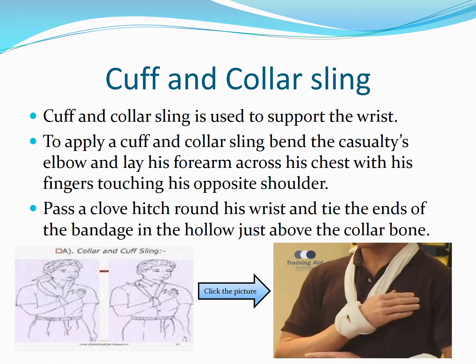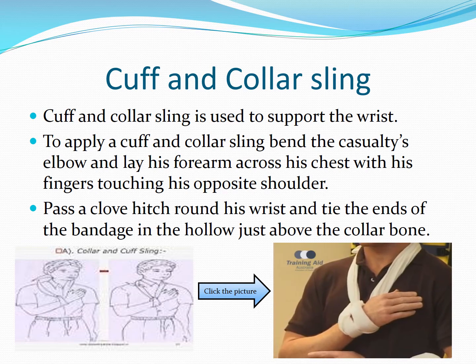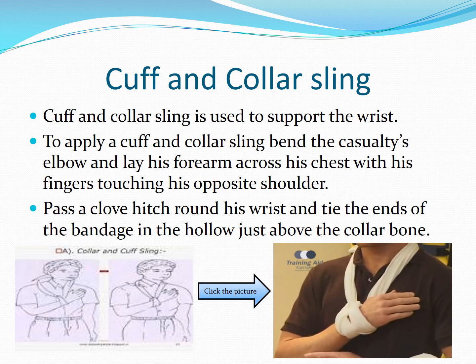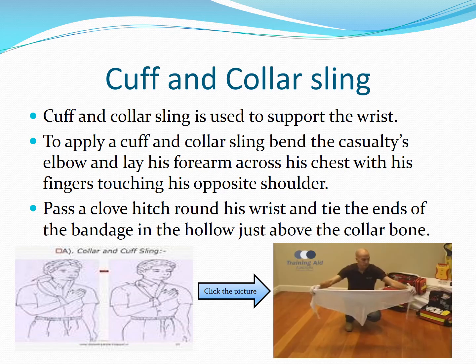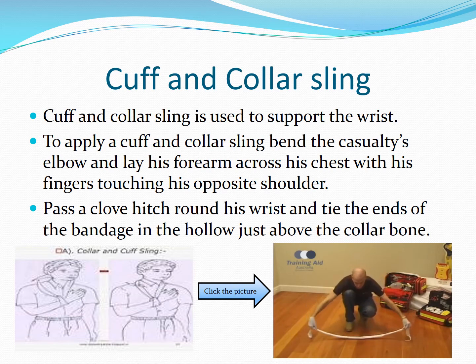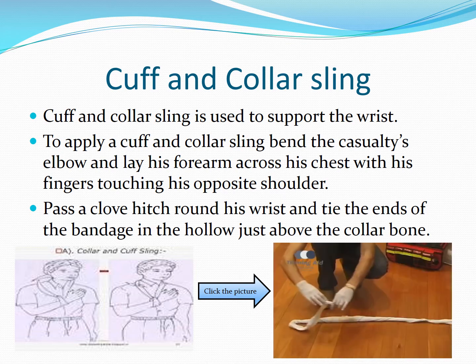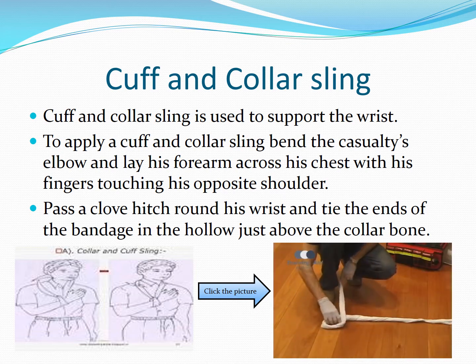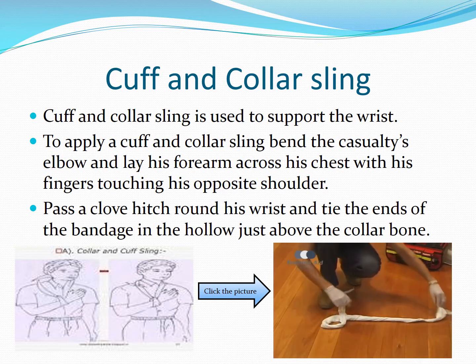The second sling is the collar and cuff sling. It is applied for elbow and upper arm injuries. To create this sling, take the triangle bandage and roll it along its length. Place the bandage on a flat surface in a straight line. Create a figure of 8 or a clove hitch by taking one end into the middle, creating a circle, and having the tail point up. Repeat the same for the other end, this time with the tail pointing down.